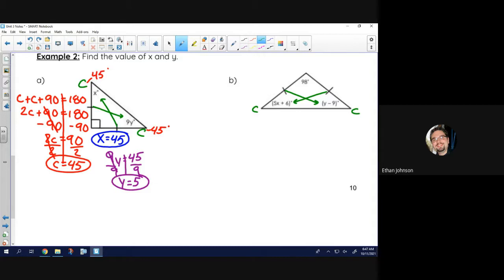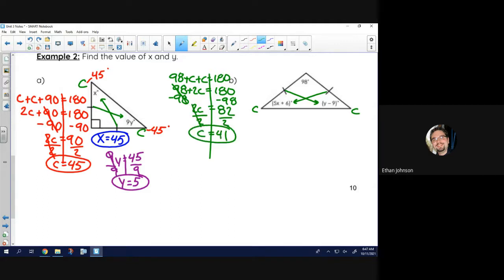So then I know 98 plus C equals 180. Combine like terms. I get 2C. Subtract 98 from both sides. And we end up getting 82. Divide both sides by 2. And we get 41. So I know both of these angles have to be 41 degrees.